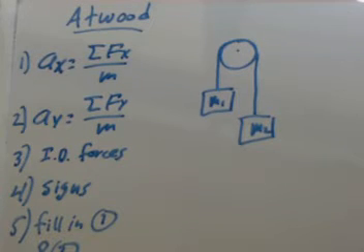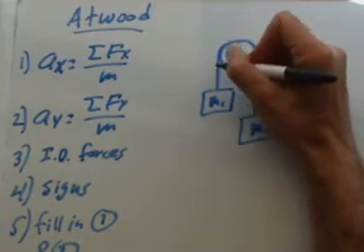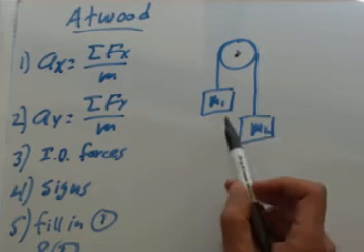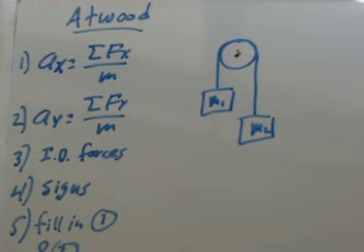This problem is called the Atwood machine. It's very common in this section of physics, and it's a massless light pulley with a massless light rope going over it, and each side of the rope has a mass attached to it. We'll have M1 on the left side and M2 on the right side.